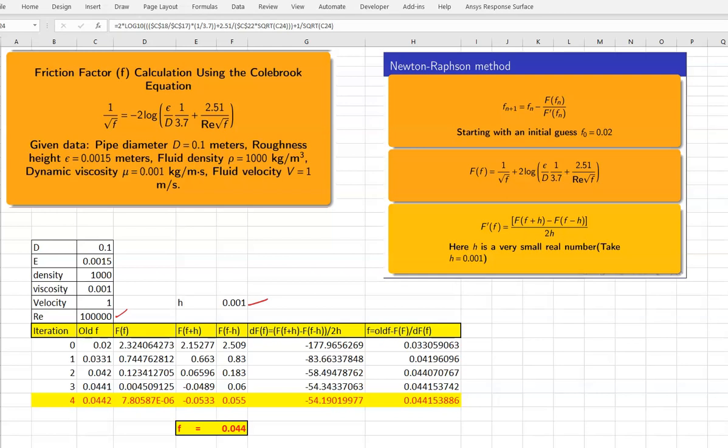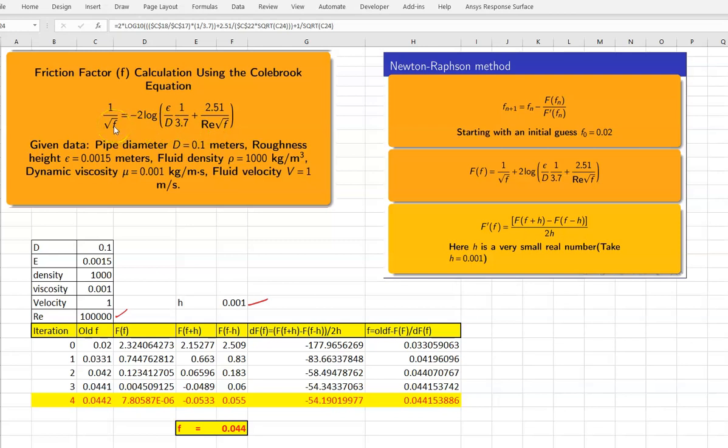Today I am going to calculate the friction factor using the Colebrook equation in Excel. Now you know that the Colebrook equation is a nonlinear equation, given here, along with other data like diameter, roughness height, fluid density, dynamic viscosity and fluid velocity. Here the other parameters, epsilon by d and Reynolds number, are given.